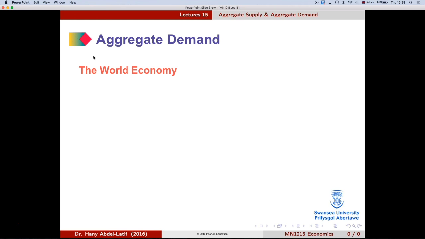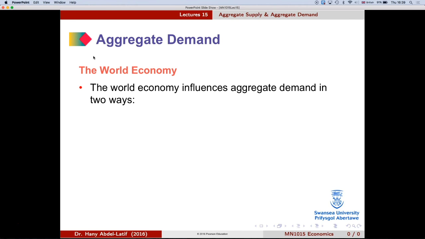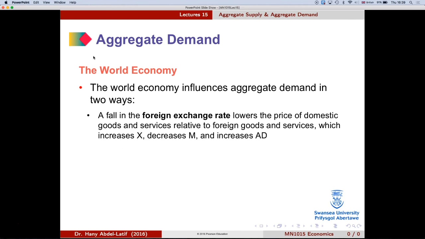The third factor is the world economy. How does the world economy influence the aggregate demand? This happens in two ways. If there is a fall in the foreign exchange rate, that means the domestic products will be relatively cheaper compared to the foreign products. So again, if there is a drop in the exchange rate, the domestic product will be relatively cheaper, and this will increase exports and decrease imports.